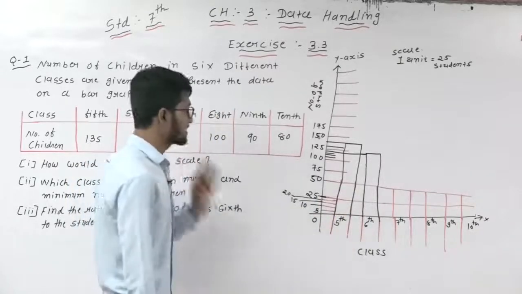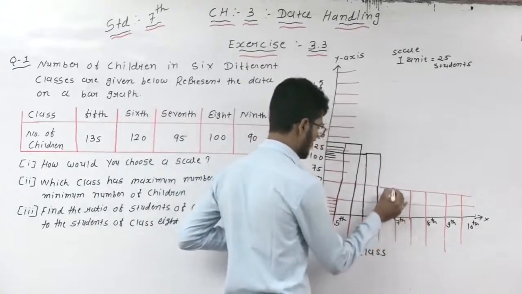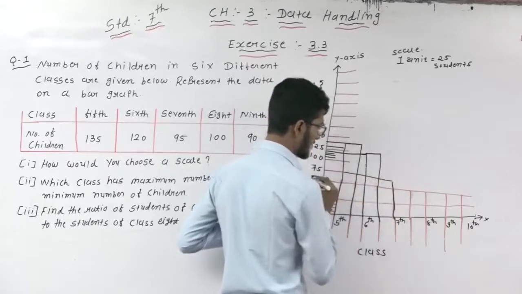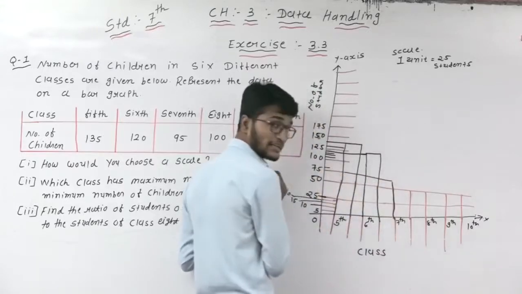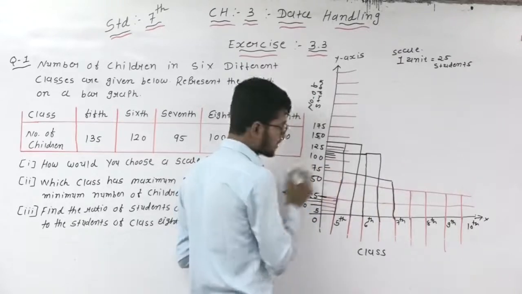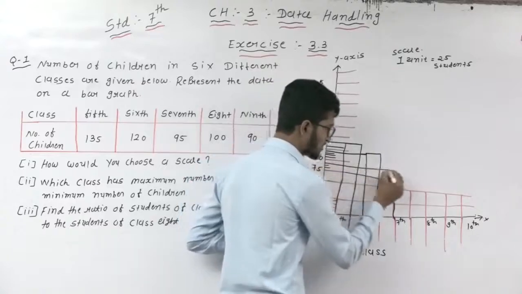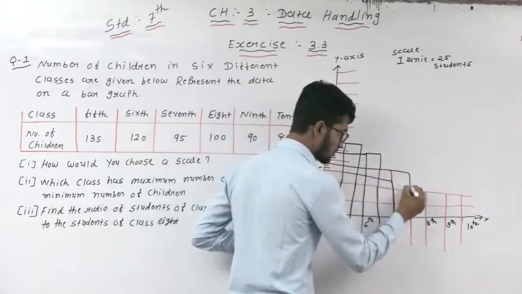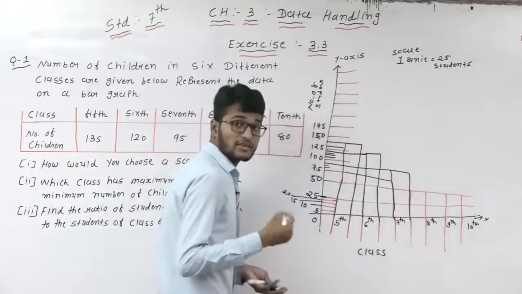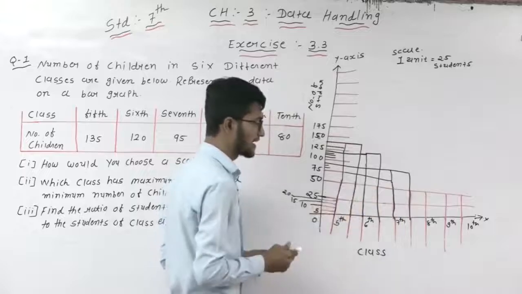Same for the 7th, it's 95. So the 95 here starts from 75, right? This one is 75 lines. First line 80, second line 85, third line 90. It means, third line, wherever it intersects, you have to draw from there like this. Understand, you know how to draw a bar graph. So this one is our third bar graph.